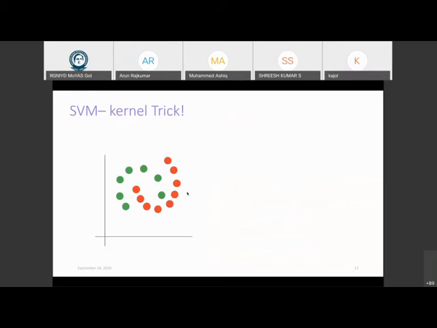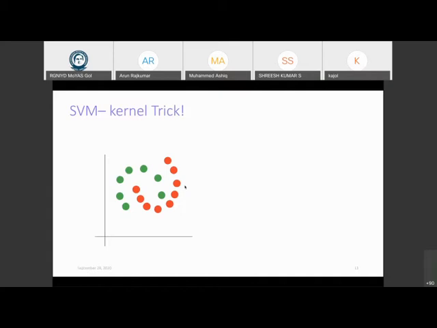What does that mean? Let's say we take a data set like this. You have green points, you have red points. Now there is no line that separates the green from the red points, but I cannot say that there are some outliers here. So it is not outliers. There is some inherent structure in the data, but the structure is such that I cannot separate it using lines. So now what do I do with this?